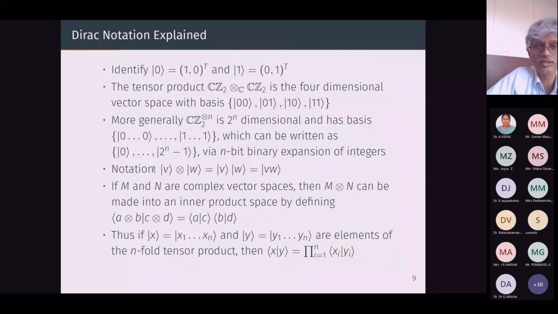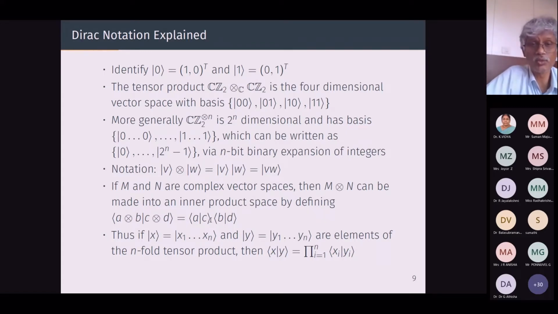Okay, so that is being captured in this fourth bullet, where I say there is some shortening in the notation: v tensor w, you write it as ket of v ket of w, sometimes ket of vw. If M and N are complex vector spaces, then M tensor N can be made an inner product space. We have an inner product on M, and an inner product on N. So for any elements a tensor b and c tensor d, it's enough to define the inner product here, then we can take linear combinations. The value is the inner product of a with c, a complex number obtained from the inner product on M, multiplied by the inner product of b with d, a complex number obtained from the inner product on the complex inner product space N.